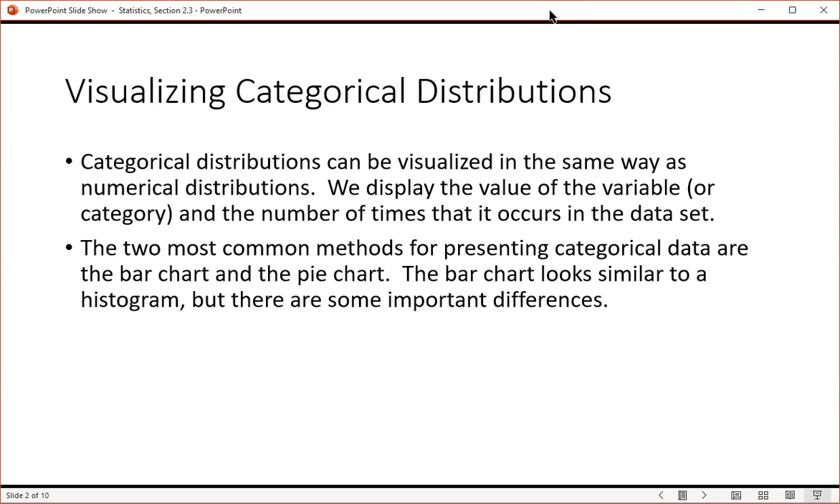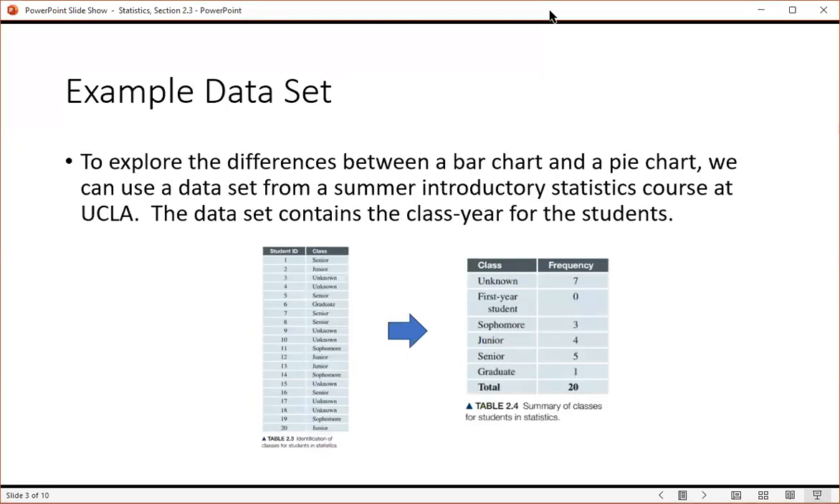The bar chart looks similar to a histogram, but there are some important differences. To explore the differences between a bar chart and a pie chart, we can use a data set from a summer introductory statistics course at UCLA. The data set contains the class year for the students. Here's the data set on the left. You can see we have the students and then the year that they are at the college. And then we can go through and turn that into a frequency table. So we have the class options here on the left, and then the number of times that those options occur in the data set on the right.